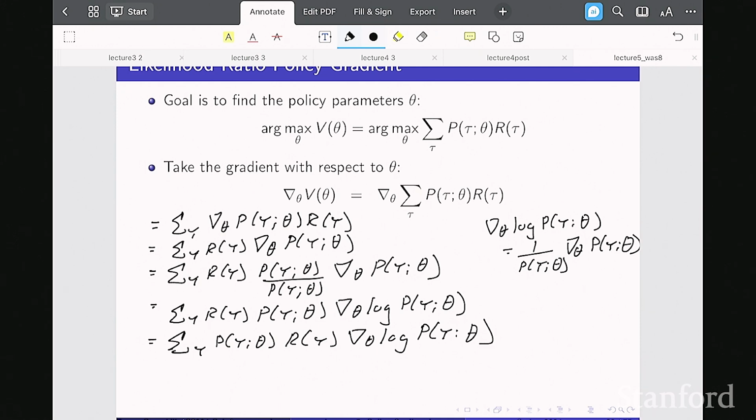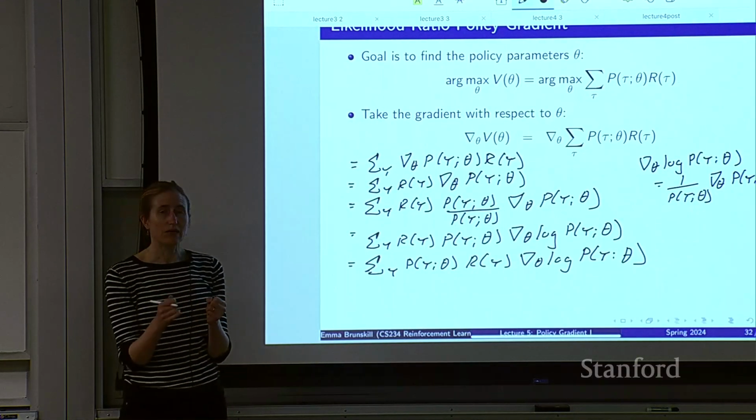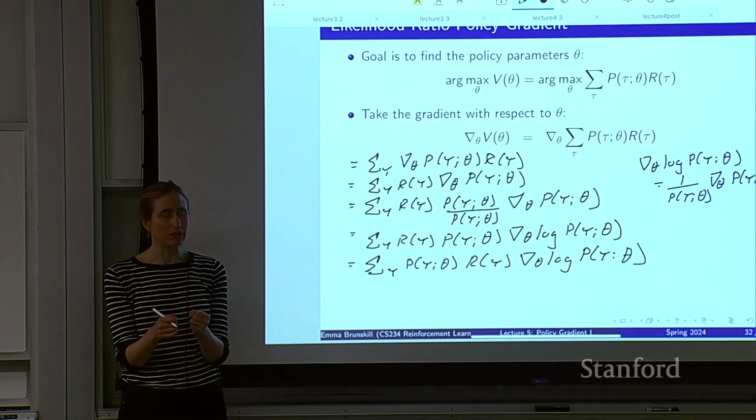Why did we do this? The reason we did this is that in general it's going to be hard, or tricky, for us to think about how we propagate our derivative through something that's an expectation. We had an expectation over all the trajectories weighted by the reward of those trajectories. We now want to take a gradient with respect to it.